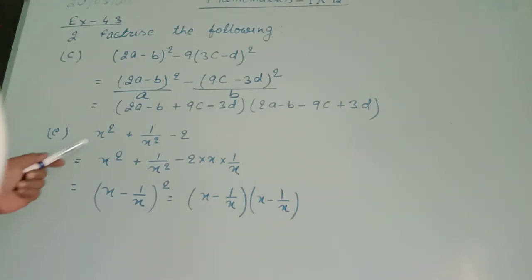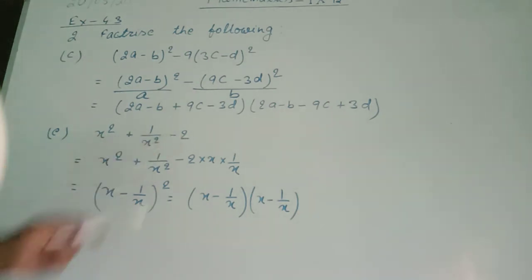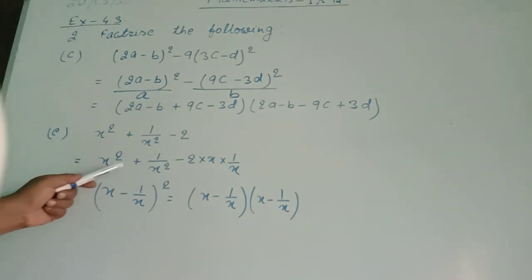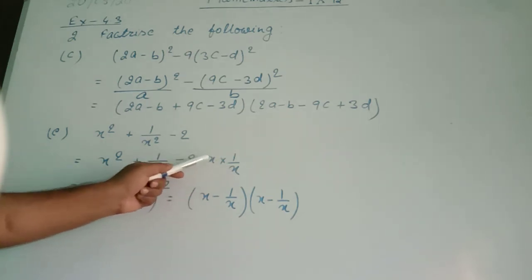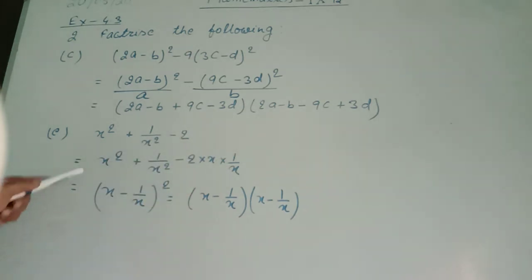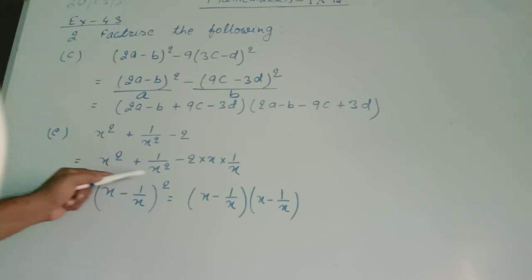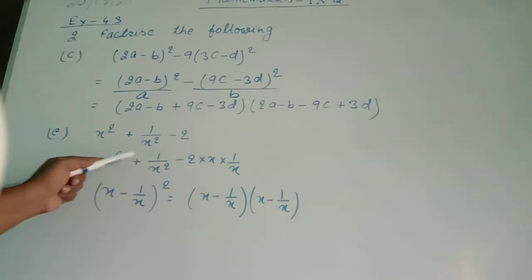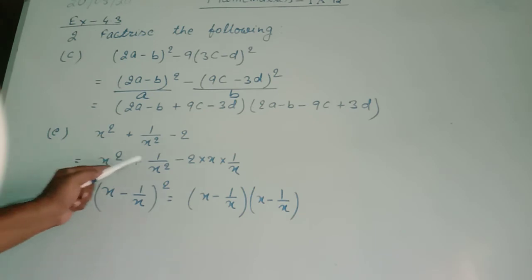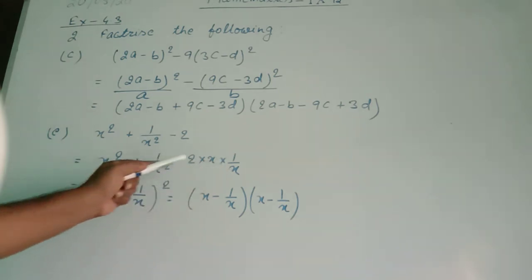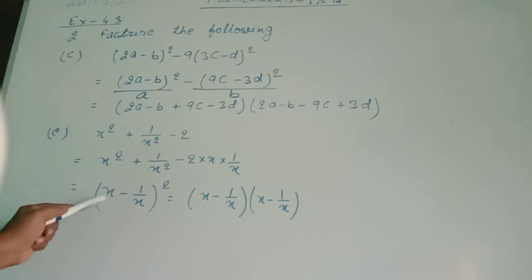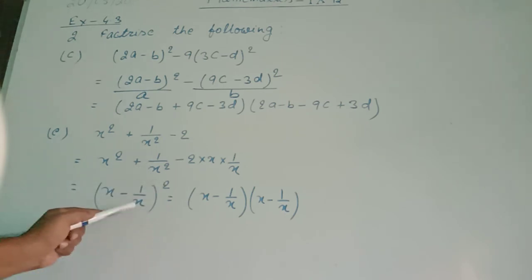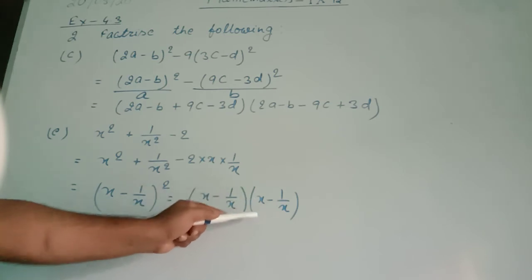Question number E: x square plus 1 by x square minus 2. I wrote this expression as x square plus 1 by x square minus 2 x into 1 by x, because x cancelled, again minus 2 is coming back. As I wrote this expression in this form, this is the form of a minus b whole square: a square plus b square minus 2ab. A is x and b is 1 by x. So I wrote a minus b whole square means x minus 1 by x whole square. So the factors become (x minus 1 by x) into (x minus 1 by x).